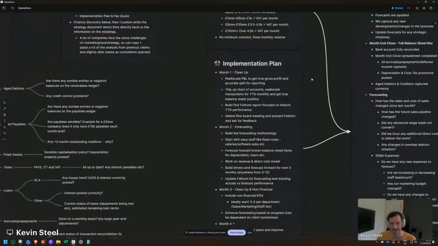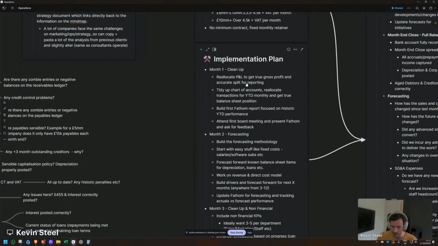So in terms of the implementation, month 1 is always data cleanup. So we need to reorganize our chart of accounts and our financial data, reallocate the P&L to get true gross profit and an accurate split for reporting, tidy up the chart of accounts, build our first Fathom report, which is always focused on historic and year-to-date performance, and then attend the first board meeting, present that Fathom report to the client, and ask them for feedback on the layout. What did they like? What didn't they like? Do they want anything else included?